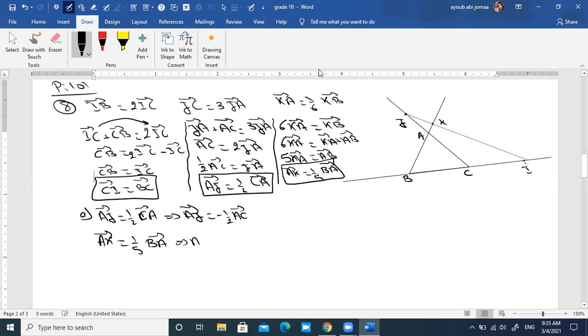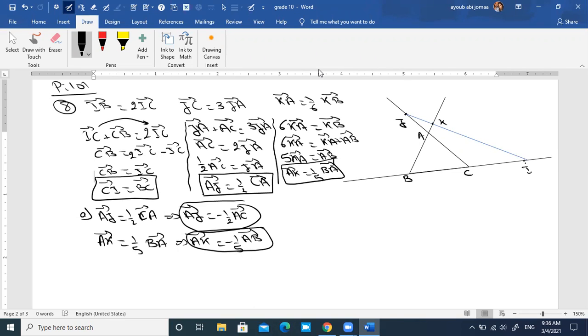It means that AK is negative 1 over 5 AB. The opposite of BA is negative AB. Why am I writing it like this, AB? Because the question asks for it in terms of AB. Clear? Any questions till now? Any questions?